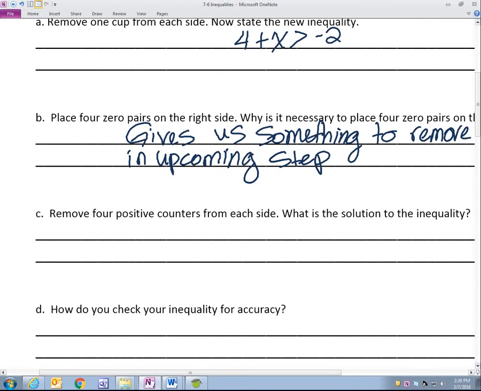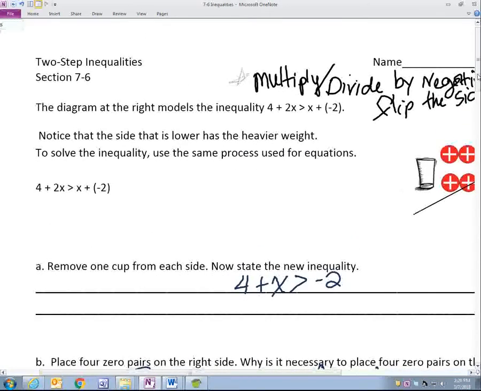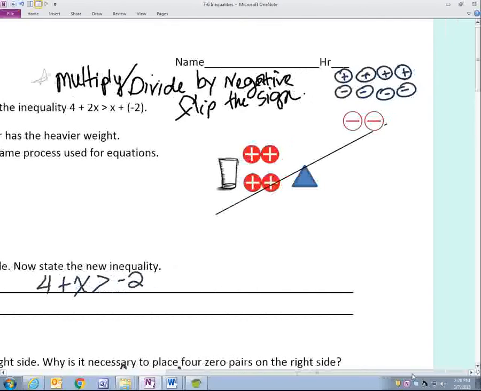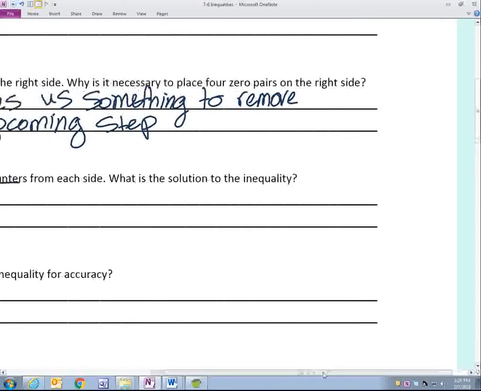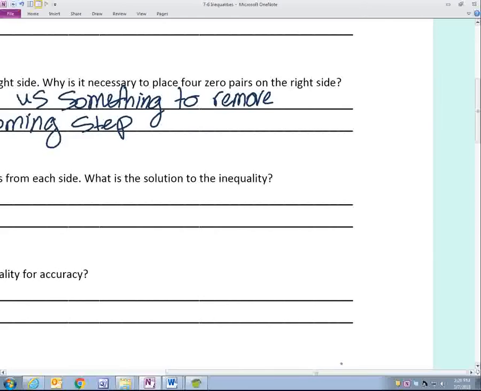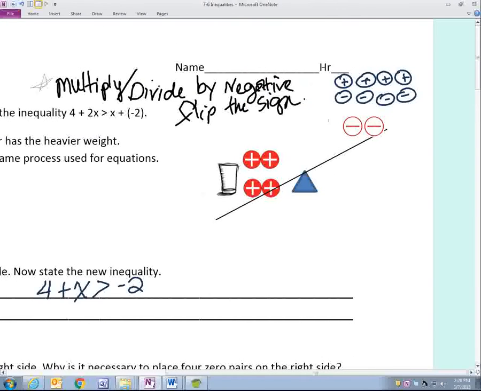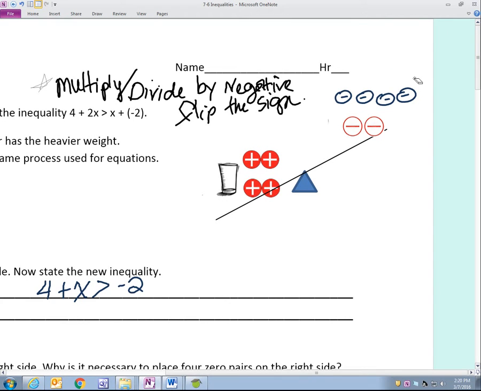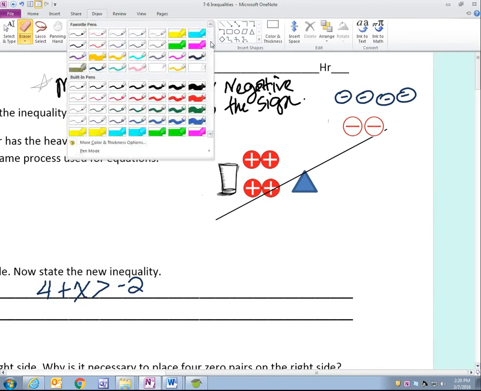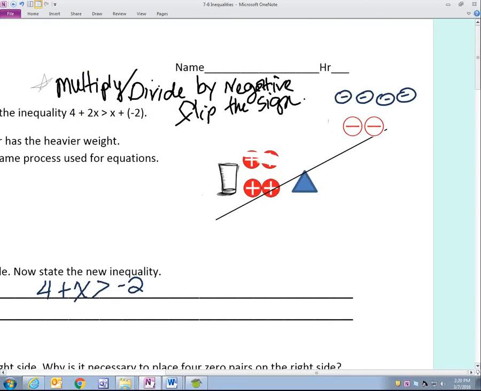So it says remove 4 positive counters from each side. Remove 4 positive counters? Did I read that wrong? Oh, that's right. Maybe I typed it wrong. Yeah, it does say counters. Remove 4 positive counters from each side. So I'm going to remove 4 positive counters from this side. And I'm going to remove 4 positive counters from this side.